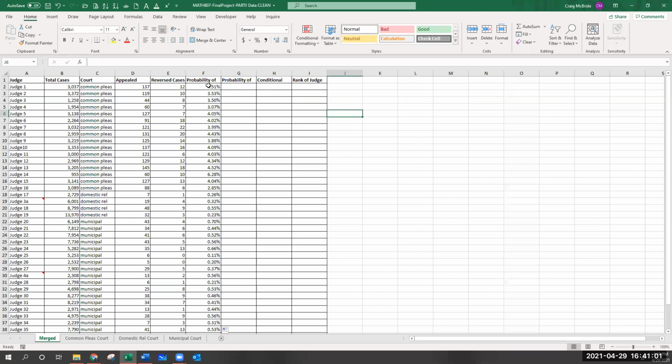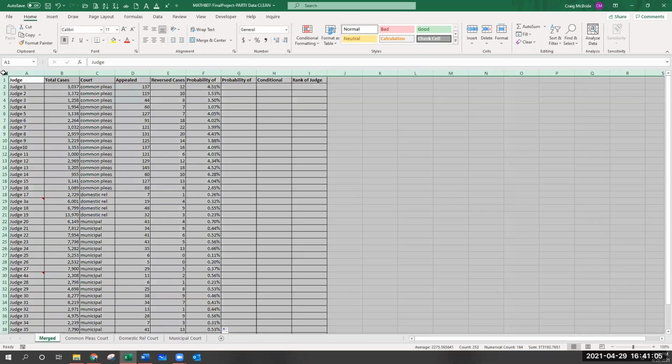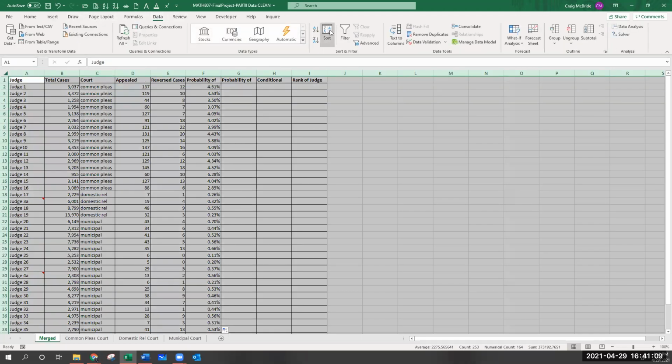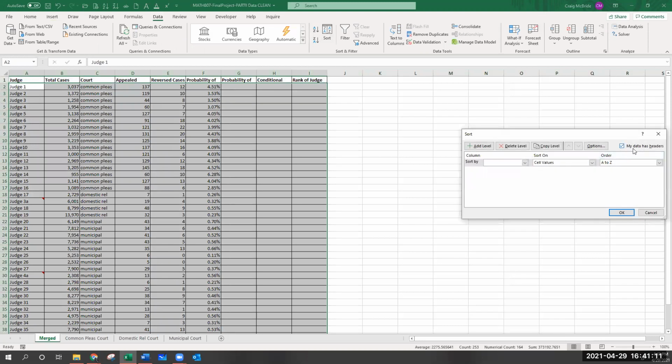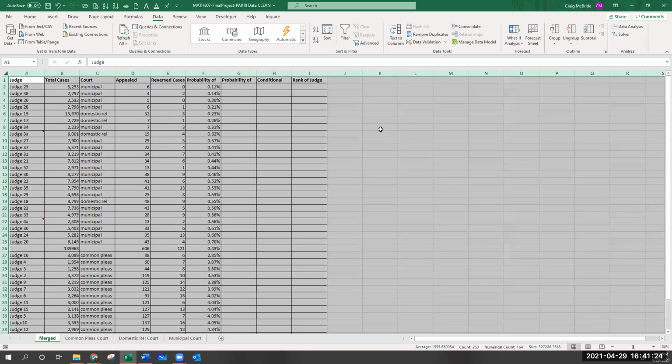And then all you have to do, if you wanted to do something simple, you could literally just go, okay, I'm going to sort. I'm going to go to data, I'm going to sort, and my data has headers. So I'm going to sort it by the probability of an appeal, because that's the only one I have filled in so far. And I'm going to go smallest to largest. Okay, so now this person had the least amount of appeals.